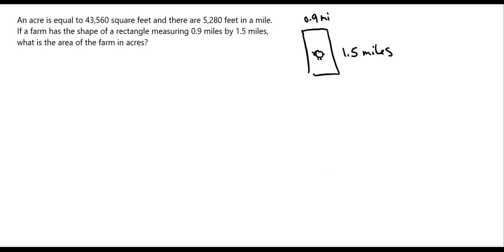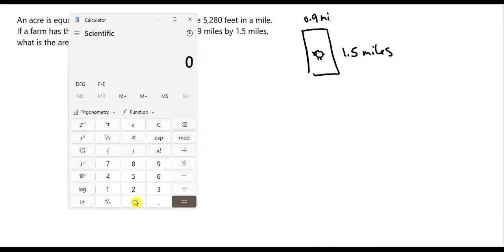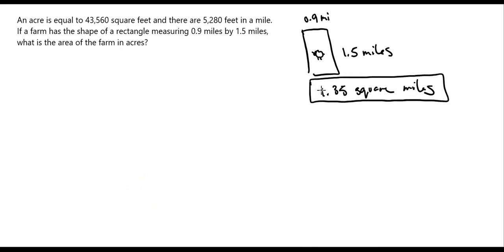So let's figure out the area just with the given units. 0.9 times 1.5 is 1.35 square miles. So this is how big my farm is. This is what the area is if I have it in miles. But of course, they don't want miles, they want acres. So let's do some conversions here.